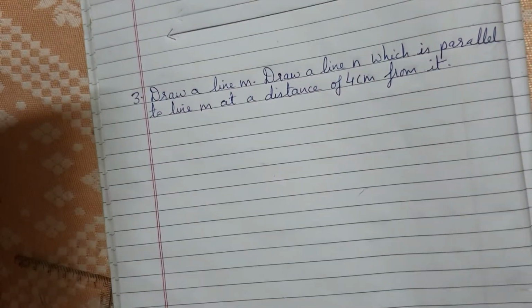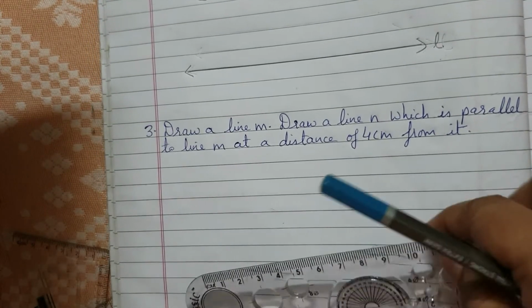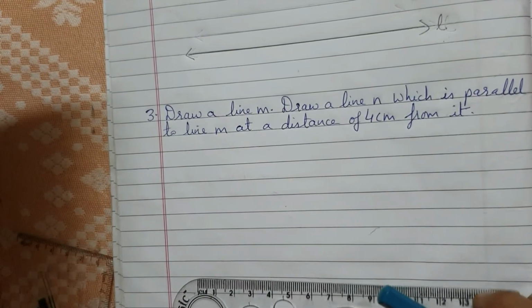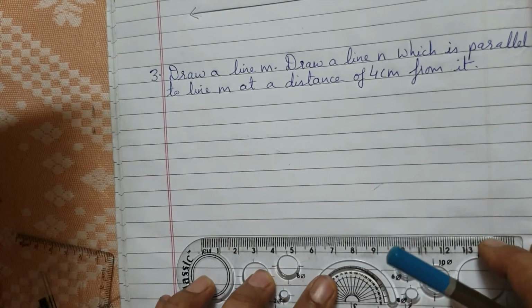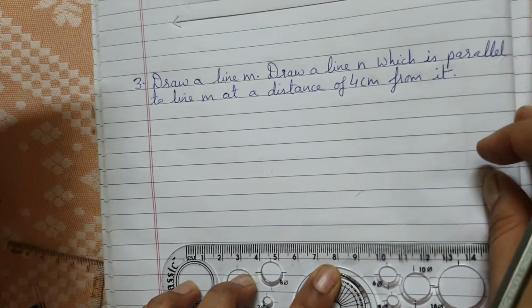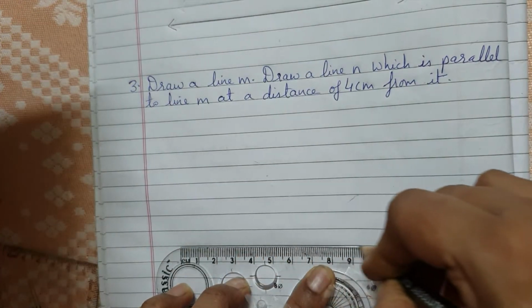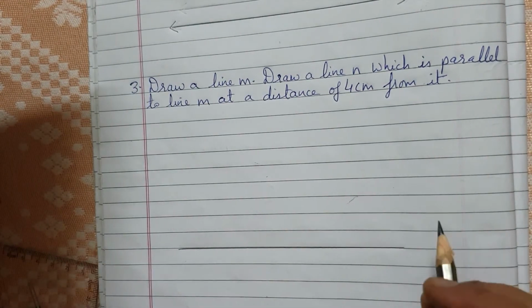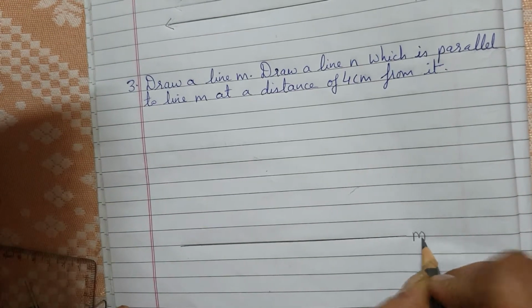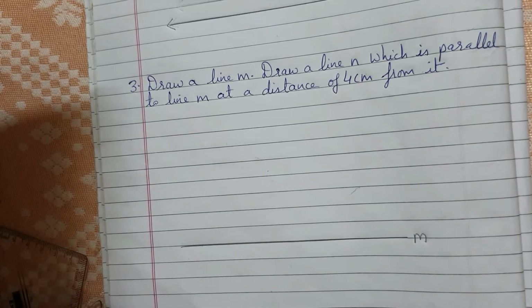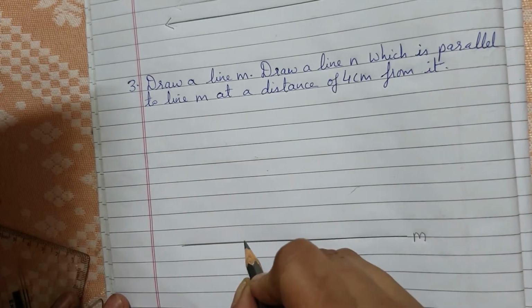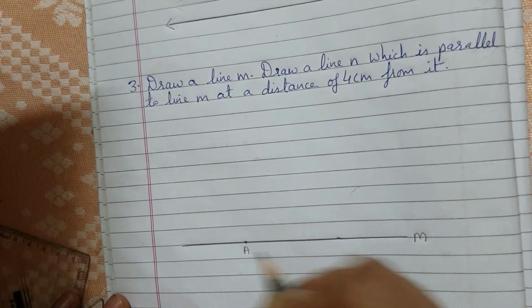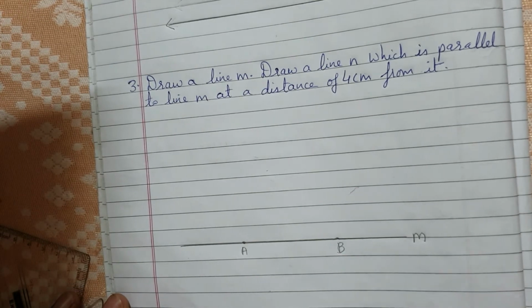Now what you have to take? You have to take your scale and draw one line like this, and name this line as M. Now we will take 2 points on this line, one point over here and one point over here. This point we will name as A, and this point we will name as B.